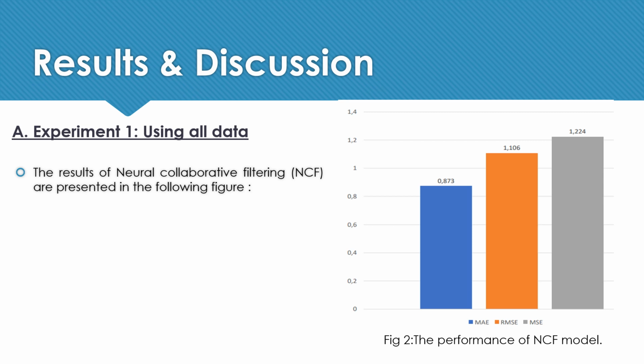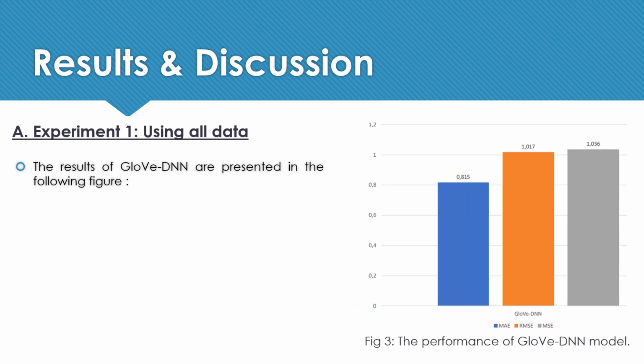This figure presents the results of neural collaborative filtering conducted on the dataset. This model yields metrics with an MAE of 0.87, RMSE of 1.106, and MSE of 1.22.